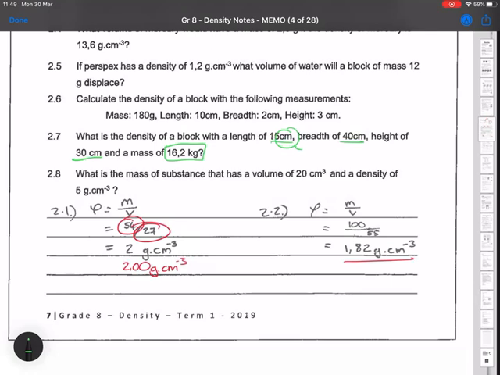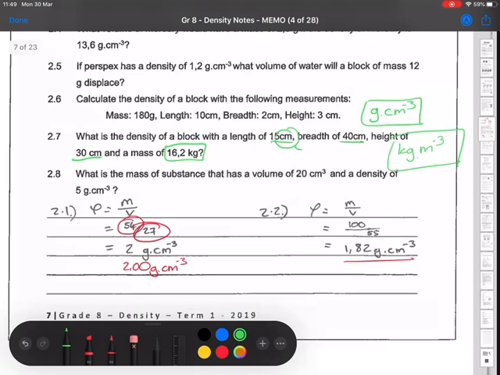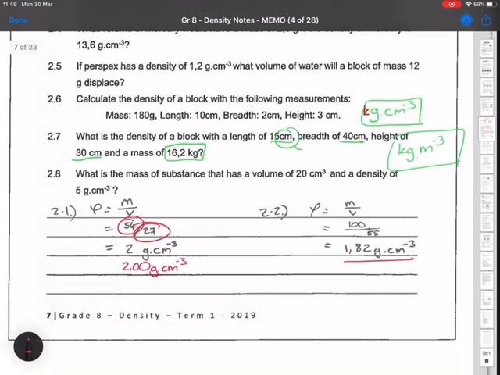If you're dealing with volume in meters cubed, let me just write that down for you. So grams per centimeter cubed, that's one option for you to have. Or you can have kilograms as your unit for mass and meters cubed as your volume. So either of these, but you can't mix and match them. You cannot have kilograms per centimeter cubed. That would be wrong.